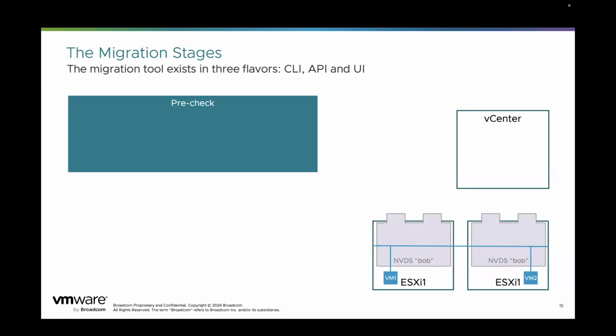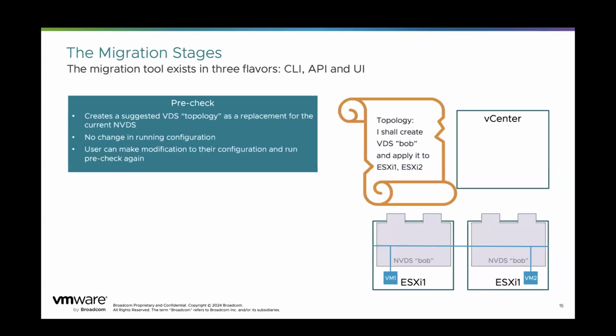So the migration tool exists in 3 flavors. We have a CLI that runs on the NSX manager. You can also drive the whole migration via API. And finally, there is a very specific use case with the UI, and this is to club the migration with vSphere upgrade. So 3 stages in this tool.